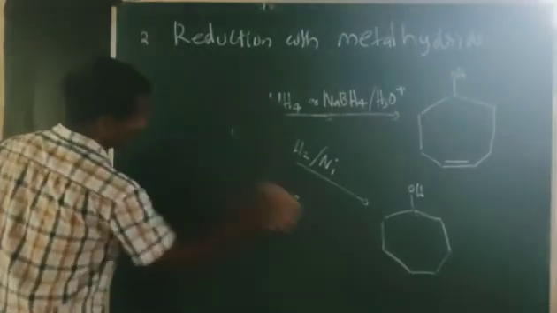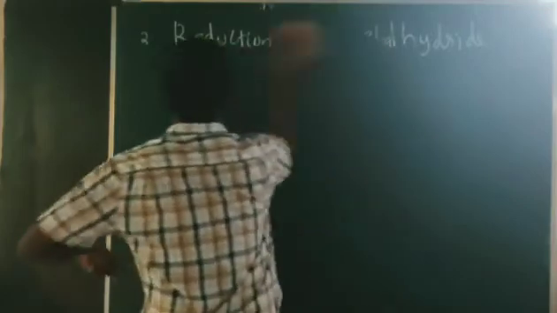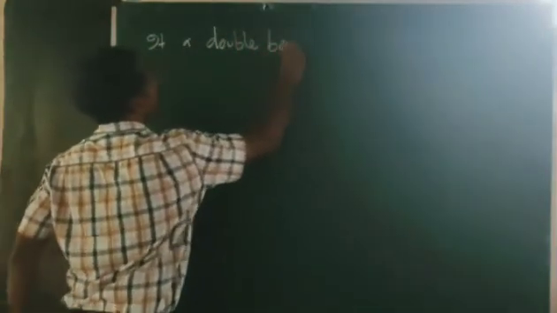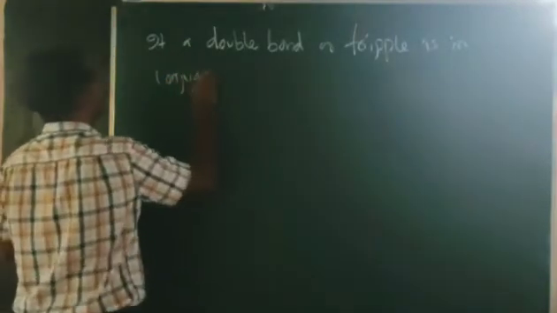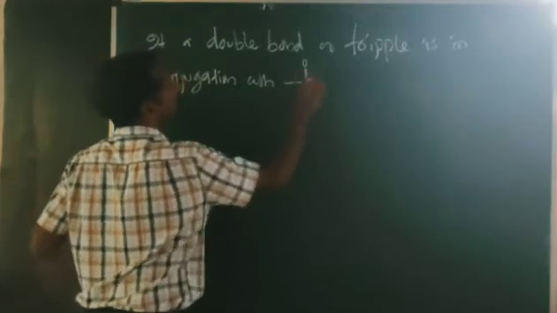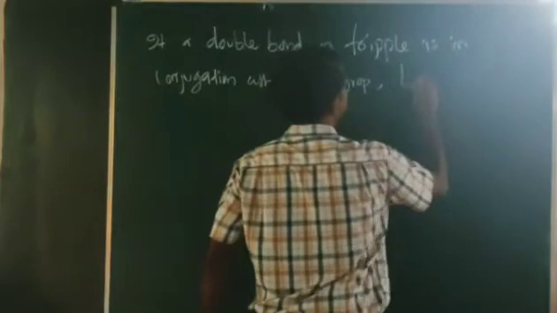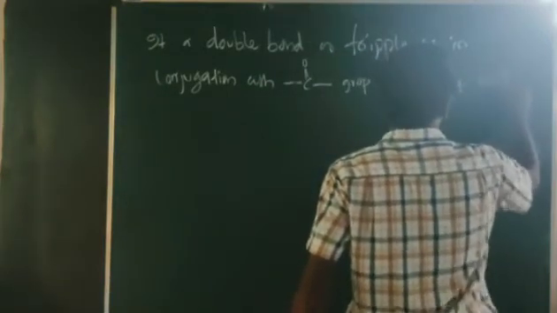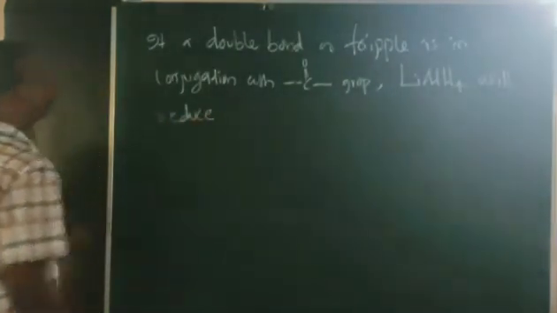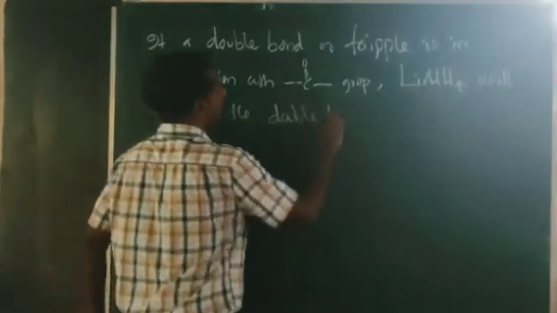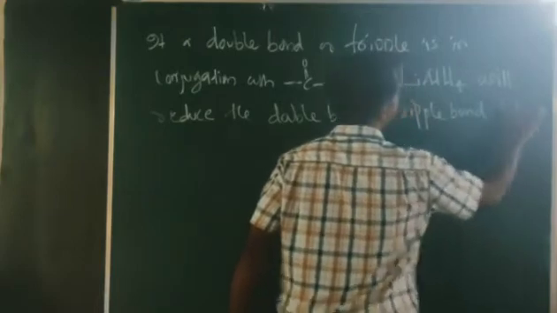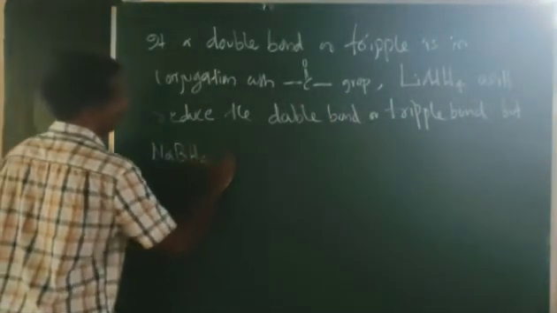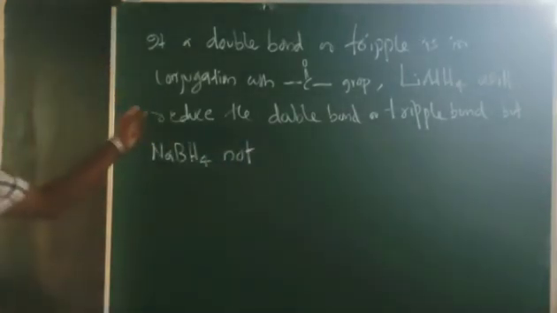Next is another point you have to remember in this case. If a double bond or triple bond is in conjugation with the CO group, LiAlH4 will reduce the double bond or triple bond, but NaBH4 will not. What is the meaning of that? It applies when a double bond or triple bond is in conjugation with the CO group.